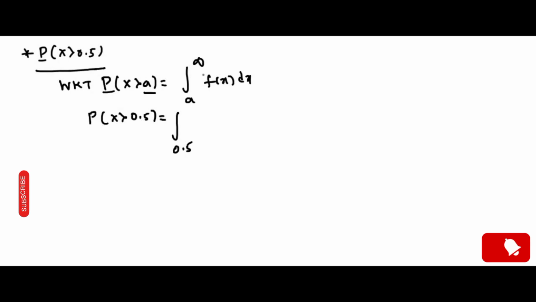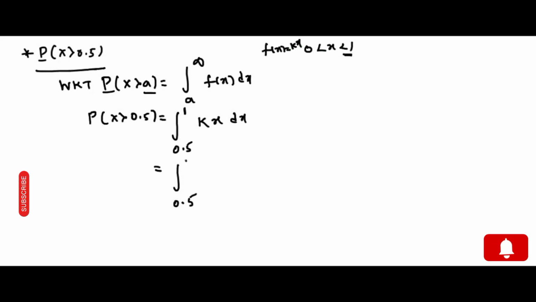What is the upper limit? In the given problem, the range is 0 less than x less than 1, with f of x equal to kx. So the upper limit is 1. So here we consider 1. F of x is kx into dx. Okay, so that is equal to integration from 0.5 to 1. What is the k value? The k value is nothing but 2. So 2x into dx. So here 2 is a constant, right?